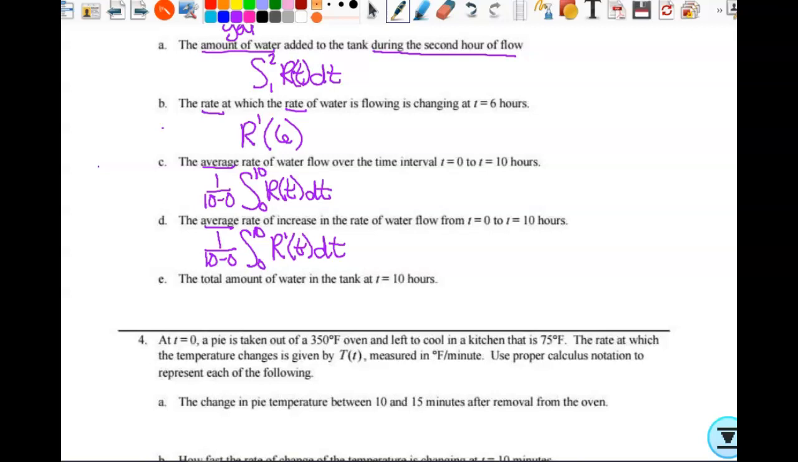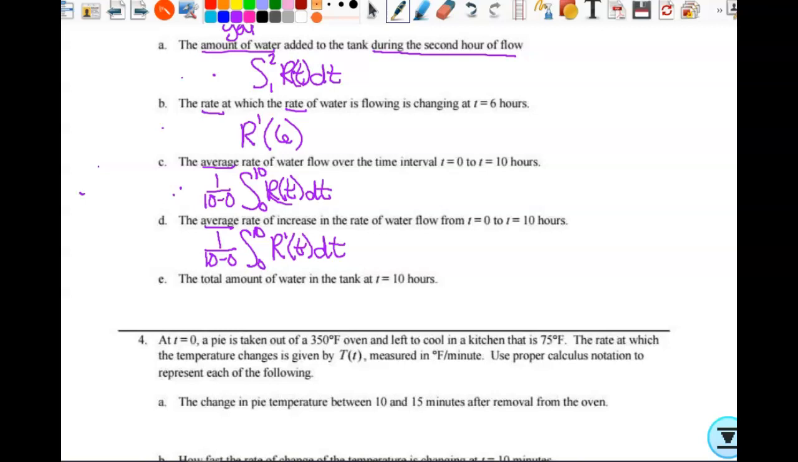Because when you find the average, it's different. R of t is gallons per hour, right? When I just plain old integrated, I get gallons. When I find the average, it's the average of this, so this is still gallons per hour, right? I want the average rate of the increase in the rate. I want the average rate of the rate. So the rate of the rate is R of t, and so I have to integrate R of t to get that. Does that make sense?